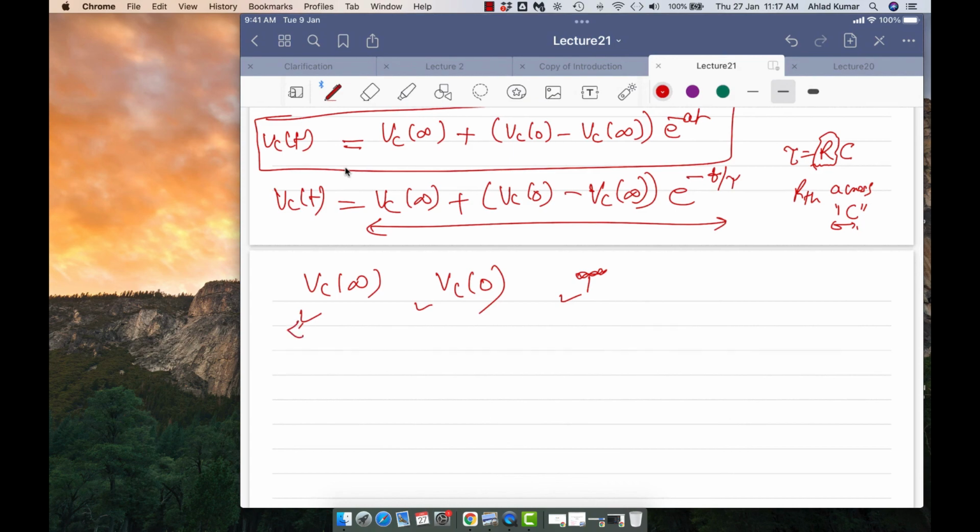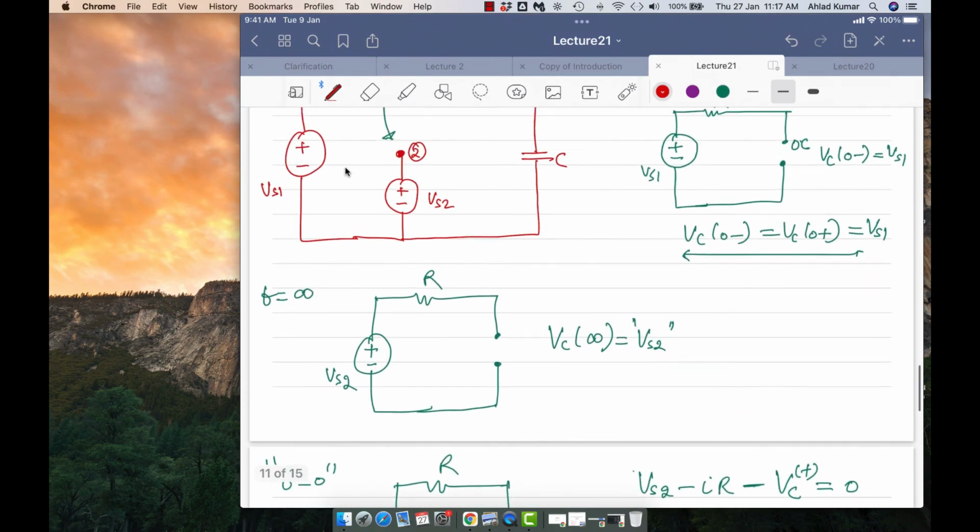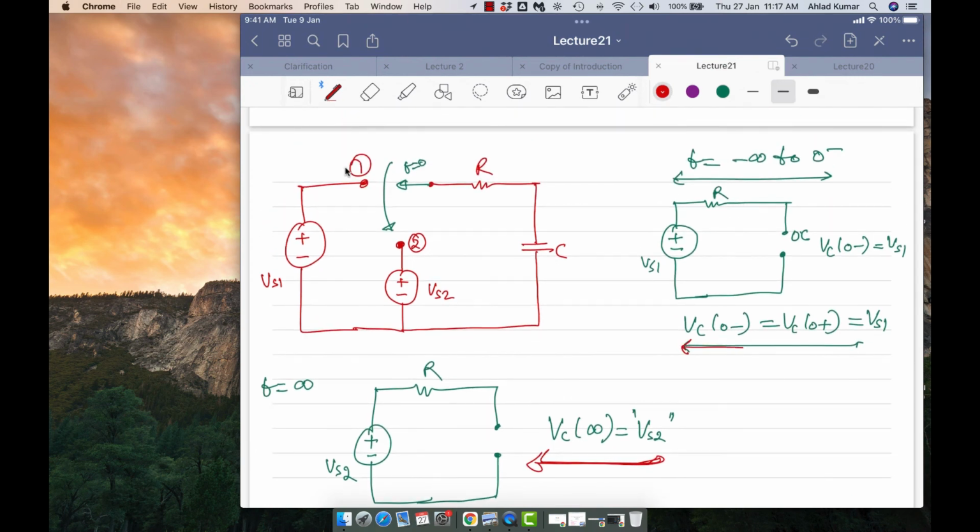The voltage at time equal to infinity, you can easily calculate, right? We have seen how you can do it for this. Just draw the circuit, see where it is open. So you can calculate Vc infinity easily. Similarly, Vc at 0 plus or 0 minus is equal to Vs1, because we have seen that from minus infinity to 0 minus, you draw the circuit, open circuit the capacitor and see what that value is. So all these things are easy, right? The third one is tau actually. Tau is RC.